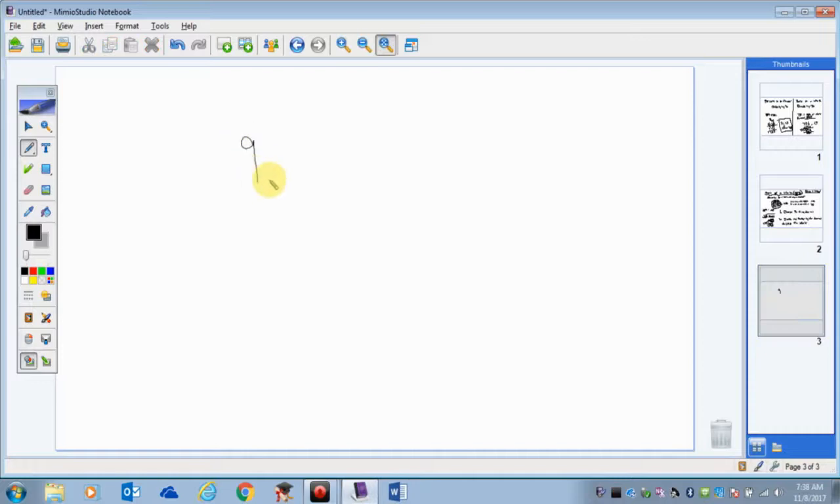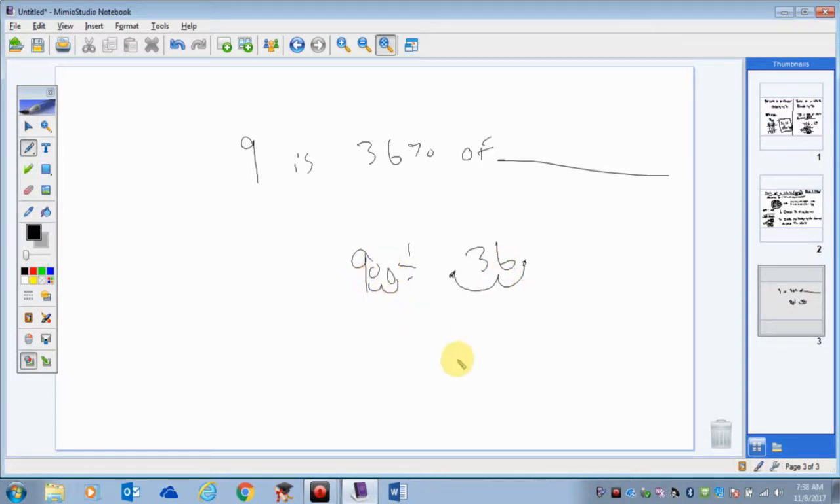So 9 is 36% of what? So I'll take 9 and I've got to divide it by 36%, so 0.36. I've got to move my decimal twice here. So I have to move it twice here. It's going to be 900.